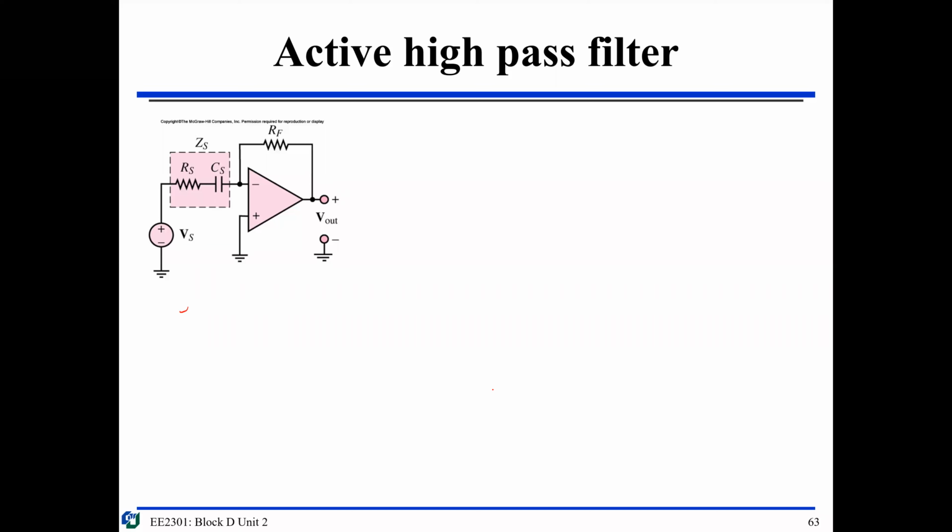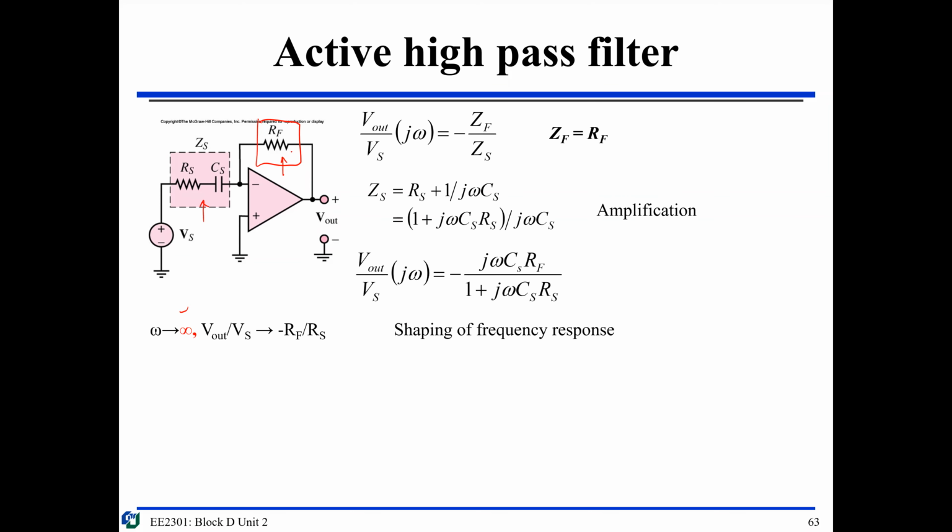So now we are switching here. Remember, I had a feedback network with an RC network, but now I swap them. So here, this is the RC network, and this is a pure resistor. So that one is a low pass filter, and this one is a high pass. Let's see it, okay?